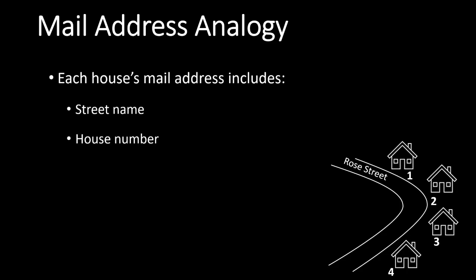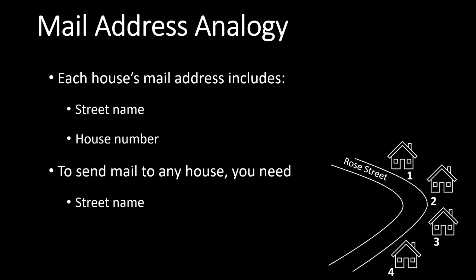So let's say we have a street, and this street is Rose Street. In this street, we have 4 houses, and we will number them as 1, 2, 3, 4. So each house's mail address includes street name, which is Rose Street, and house number, which is any number between 1 and 4 in this case. So if you want to send mail to any of these houses, you need to know street name, which is Rose Street, and house number. So there are 2 parts in mail address, which are street name and house number.